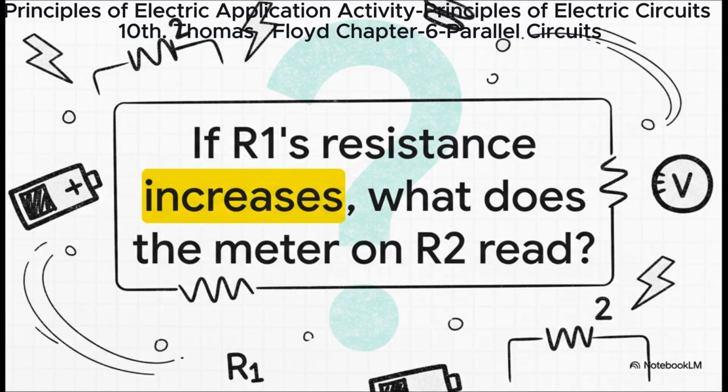And I'll leave you with one final challenge, just to make sure this is locked in. Look at this circuit. If we were to increase the resistance of R1, what would happen to the voltage reading across R2? Take a second and think about it. If you've been following along, you already know the answer.